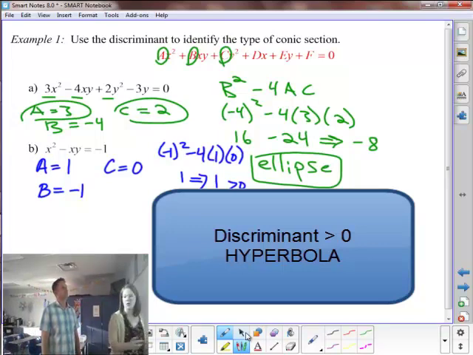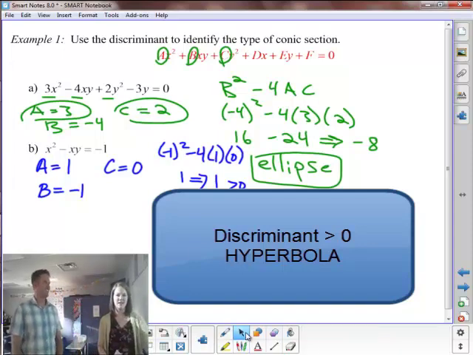By the way, if you say hyperbola, you put the emphasis on the wrong syllable. I just like saying emphasis on the wrong syllable.